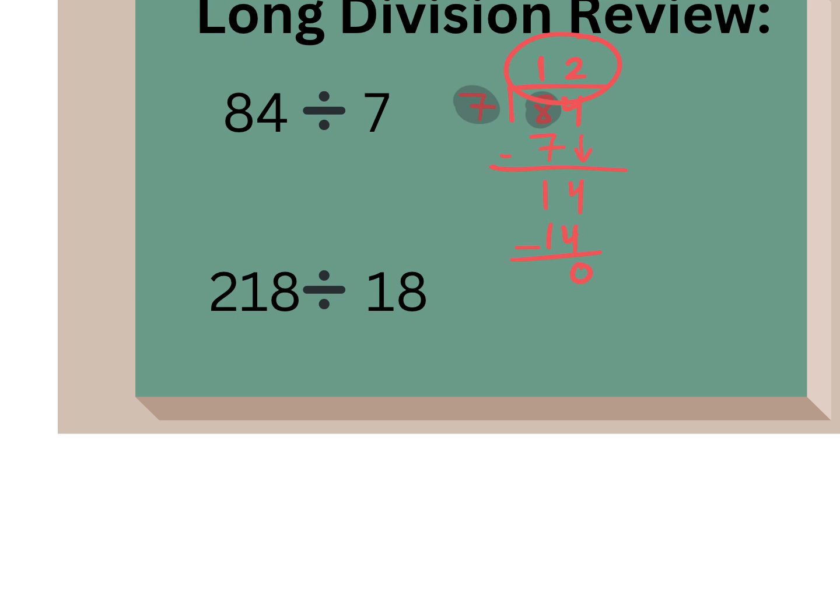Next up, we're going to do 218 divided by 18. So I'm going to set it up in the same way. I'll take 18 divided into 218. How many times does 18 go into 21? It goes in once. 1 times 18 is 18. I subtract and get 3.